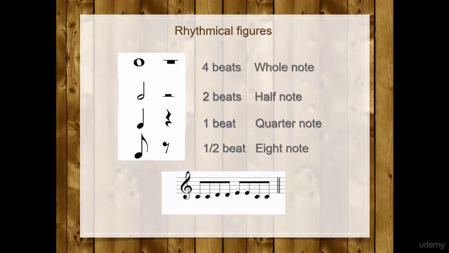The next rhythmical figure is the eighth note. It means that I must play 2 eighth notes in 1 beat. So each note lasts half a beat. So I'm going to play what is written. It says C, C, D, D, E, E, C, C. So if I have the speed like this, 1, 2, 3, 4, 1, 2, 3, 4, those are eighth notes.